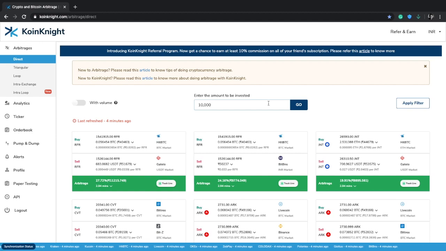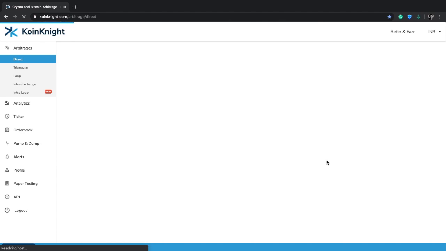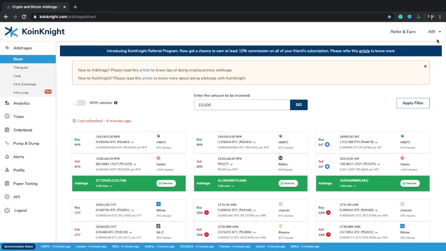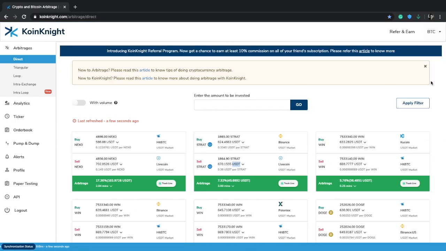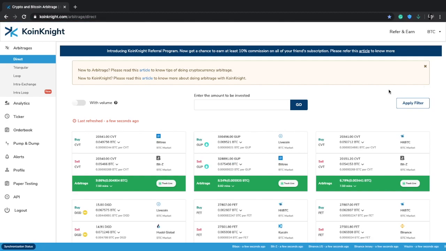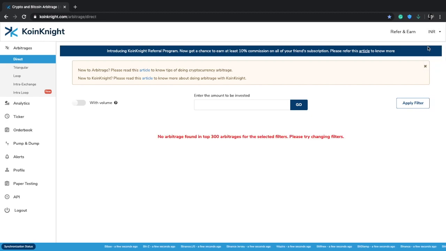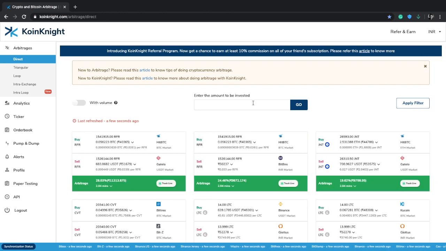Okay, we need to connect back to the internet. You can also change the selected fiat currency by selecting the option present at the top right corner. So now let's input 10,000 as an investment amount, and this will change the amount and calculation for all the arbitrages accordingly.